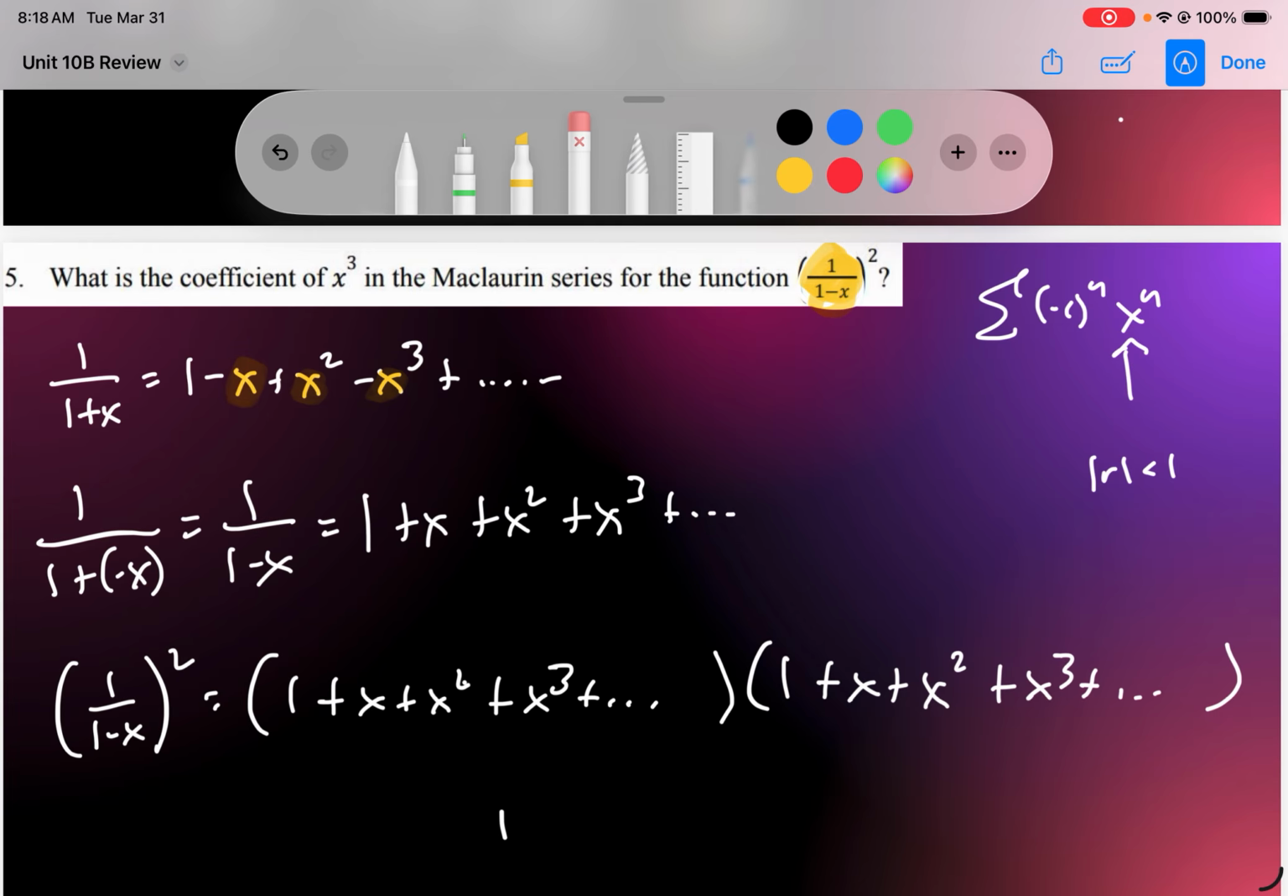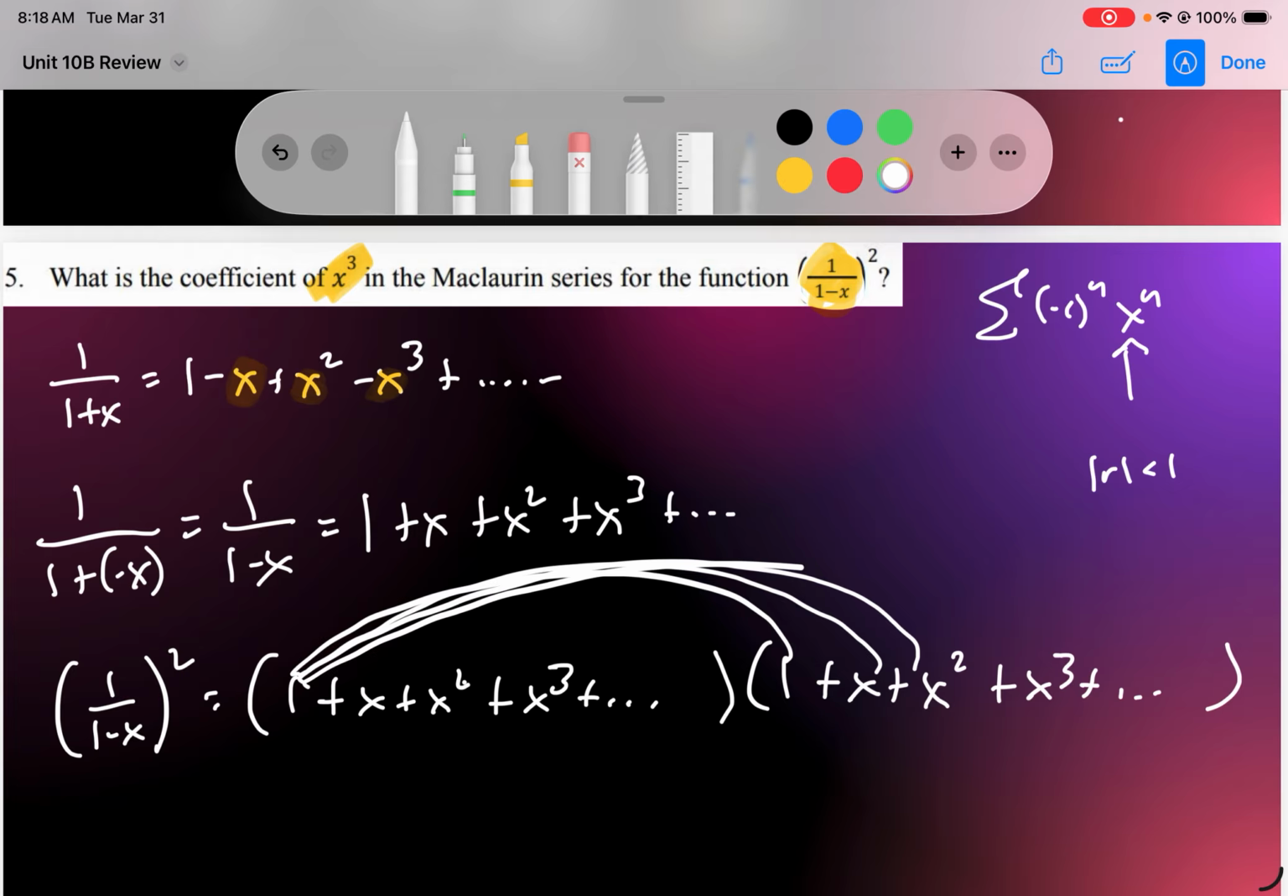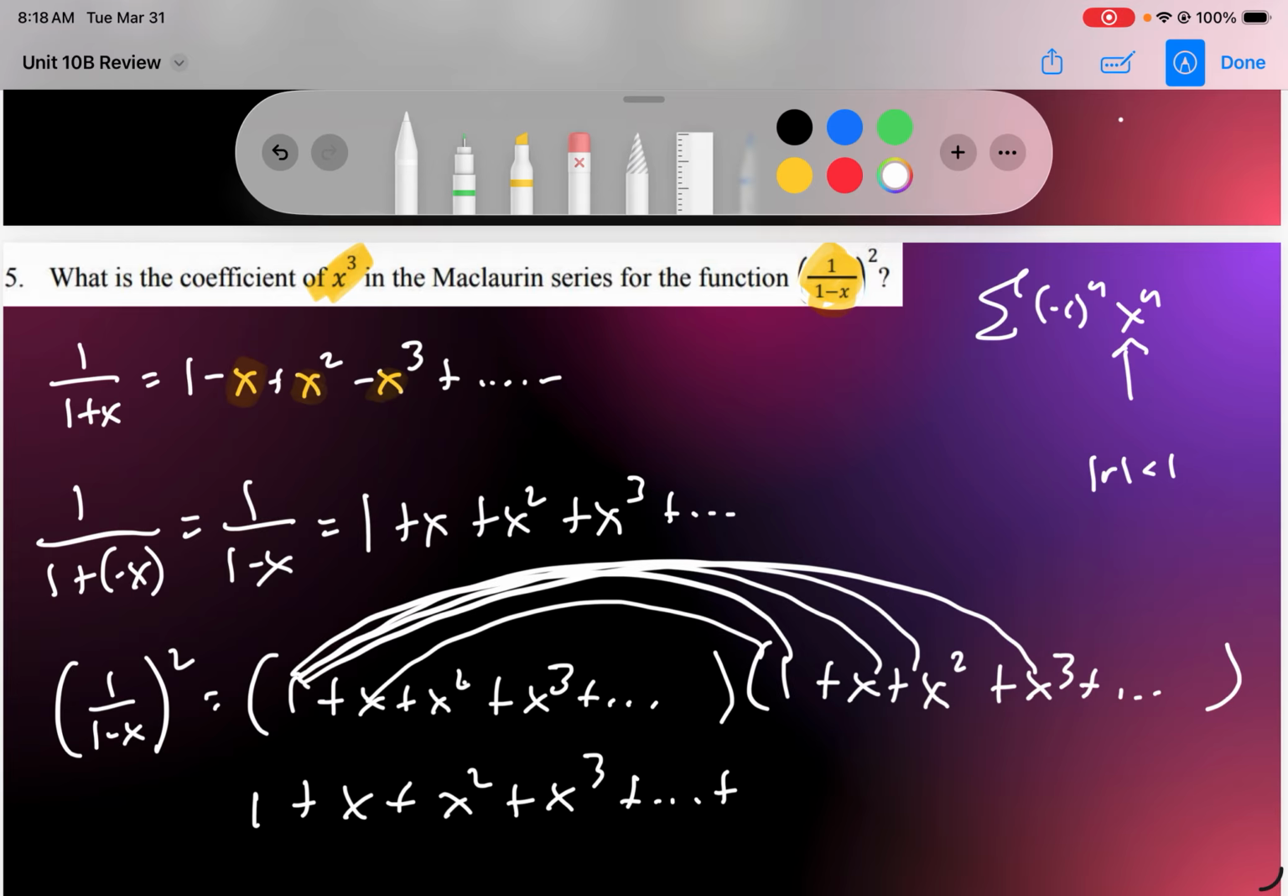And you think, I don't want to multiply these forever. I don't need to multiply this forever. I'm only trying to find the coefficient of x to the power of 3. So if I distribute all of this through, the first time I get 1 plus x squared plus x cubed, and then plus more stuff I don't care about. Then I do x times 1, so plus x squared plus x cubed.